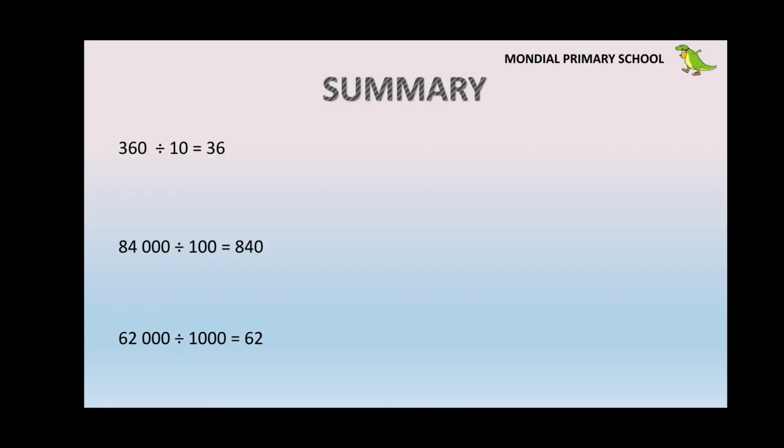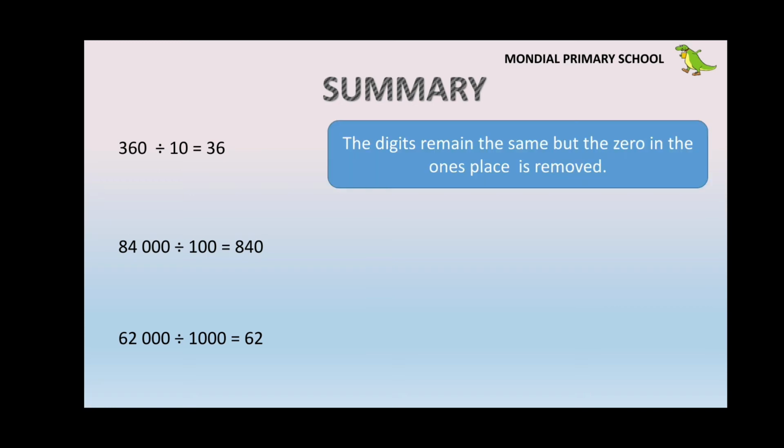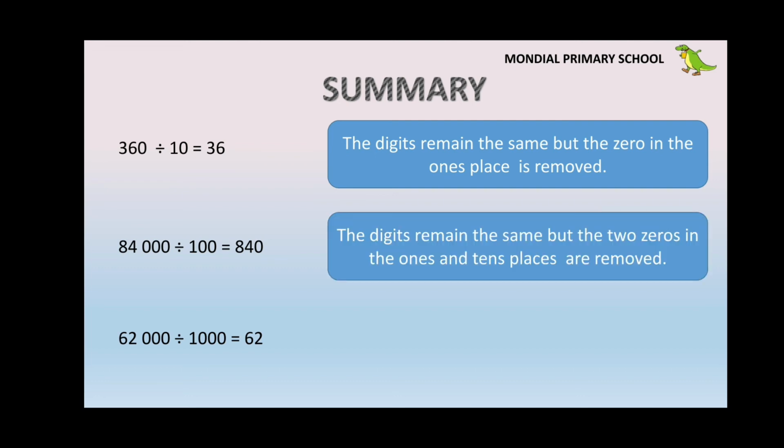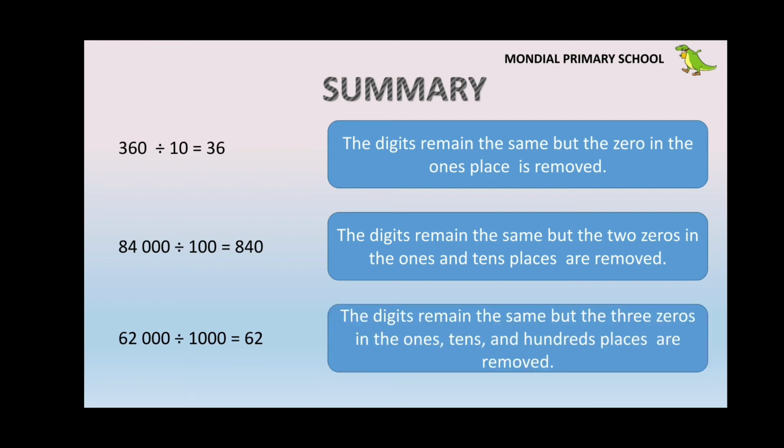Well, this is the summary of this lesson. If you divide a number by 10, the digit remains the same, but the 0 in the ones place is removed. If you divide a number by 100, the digit remains the same, but the 0s in the ones and tens places are removed. If you divide a number by 1,000, the digit remains the same, but the 3 zeros in the ones, tens, and hundreds places are removed.